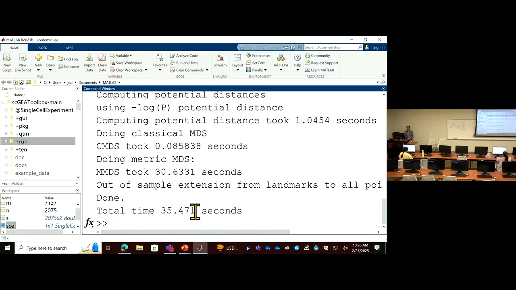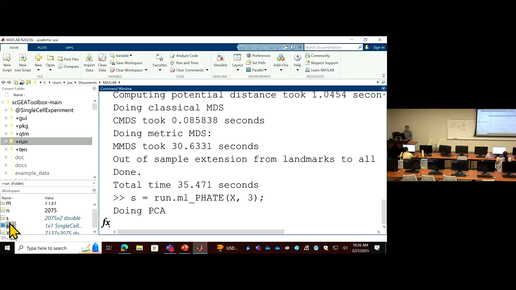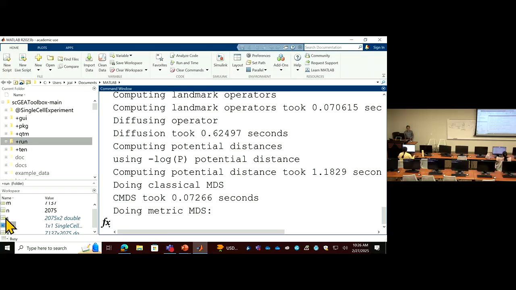Okay, it's done. Look at our output S. S contains 2075 rows and 2 columns because we asked for 2-dimension embedding. If you do this and put a 3, you should get 3 columns of embedding.